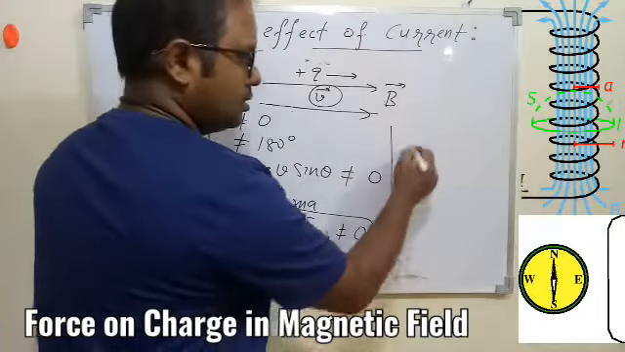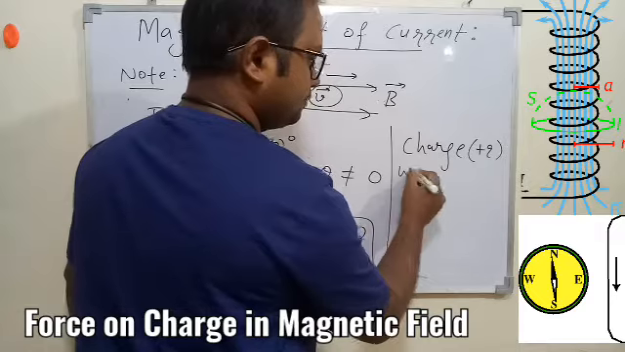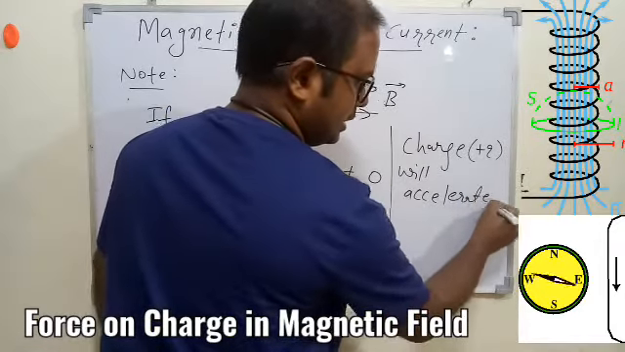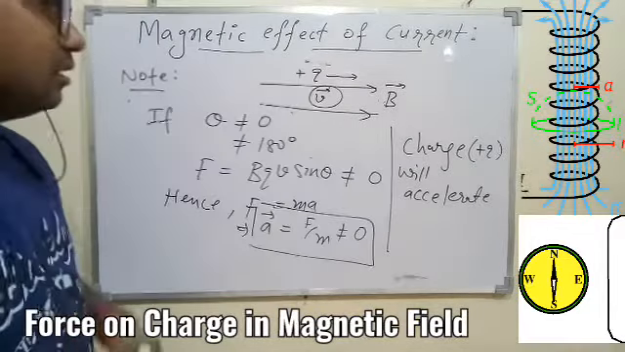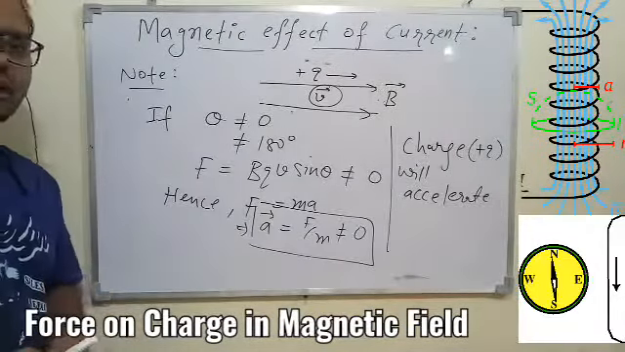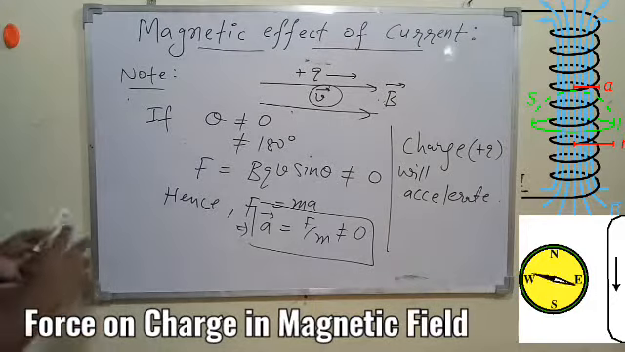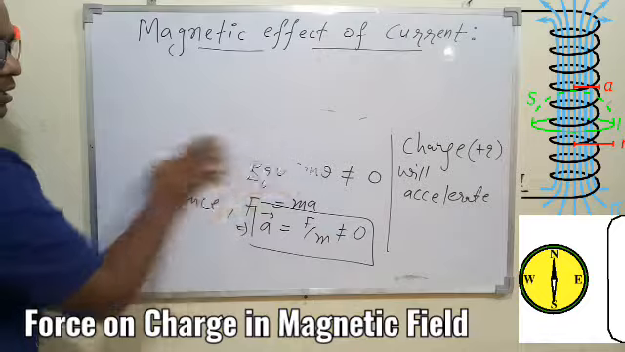So we can say charge plus Q will accelerate. And the meaning of acceleration we have already done in the previous class, that is, it will have a change in the velocity. I hope you understood this much. This was not discussed in the previous class. Now I am moving to the next topic, which is based on this only.